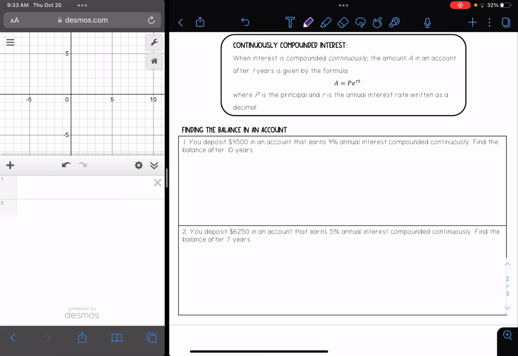In this video, we're going to be looking at continuously compounded interest. Before, we talked about compound interest, and that was interest that can be compounded daily, monthly, or quarterly. Well, now we have one that is compounded continuously.